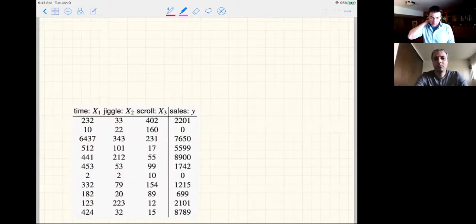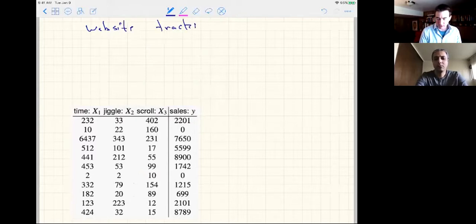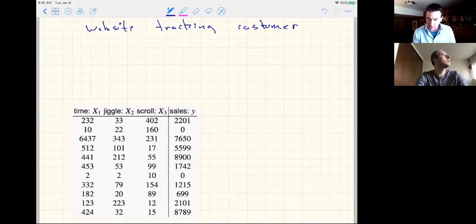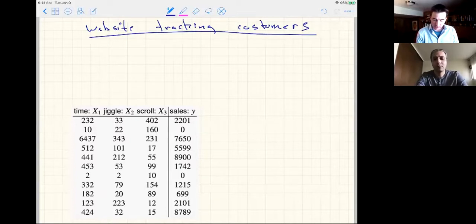Okay. So I want to go through this kind of example, and this is about as small of an example as actually makes sense to try and look at here. So this example is that there's going to be a website that's tracking customers. It's going to have n equal 1, 2, 3, 4, 5, 6, 7, 8, 9, 10, 11 customers.